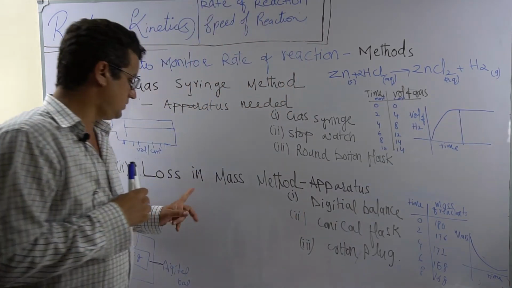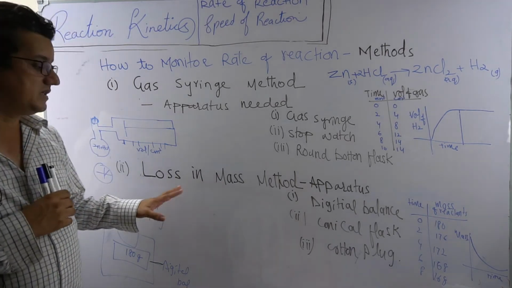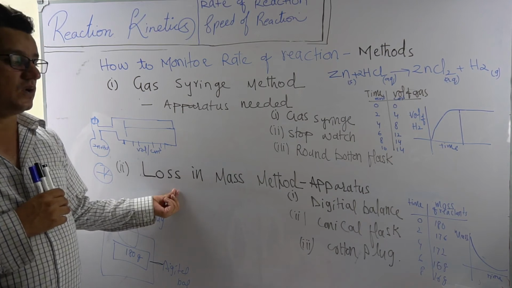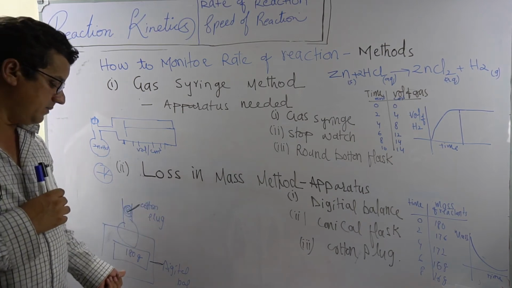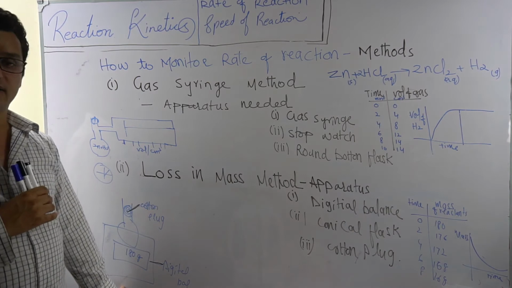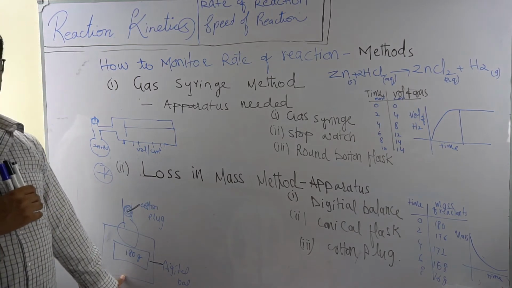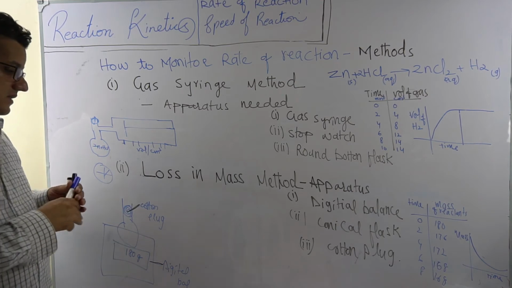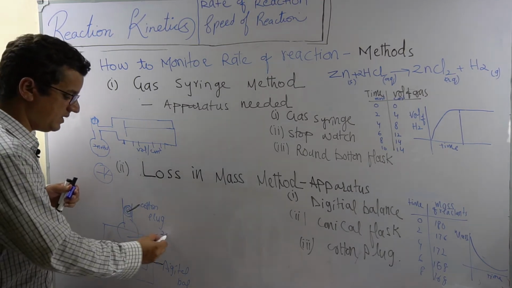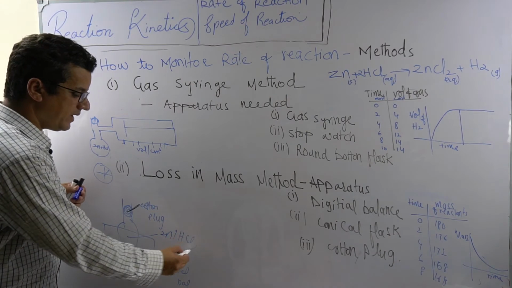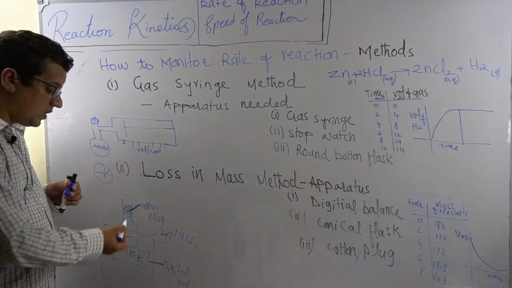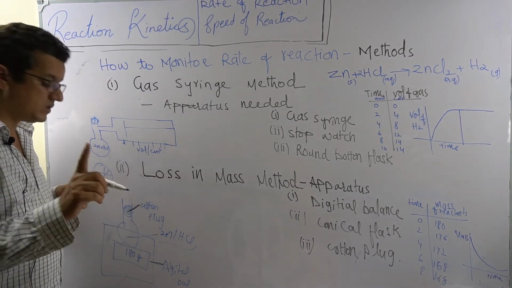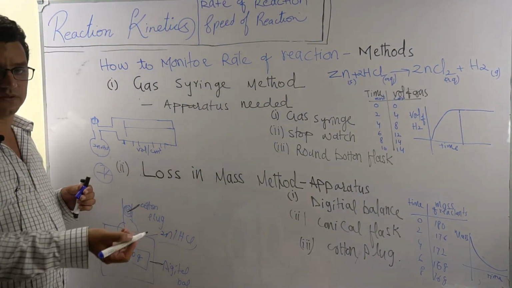Another method to check the rate of the reaction, in case we are not having a gas syringe, is the loss in mass method. In the loss in mass method, we need a digital balance. Look at the digital balance right here. We can place a flask containing the reactants. Suppose in this case, the same reactants, maybe zinc and HCl. You'll find the gas is being produced. The cotton plug ensures that the gas escapes out, but the cotton plug ensures that there is no liquid sprinkling out.